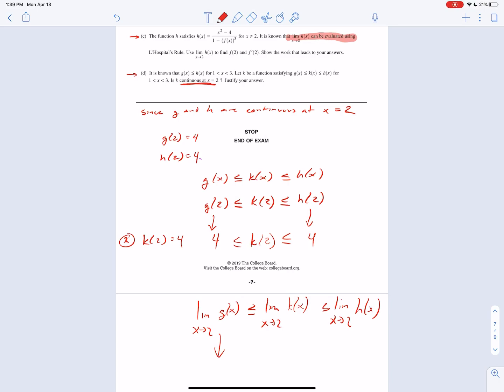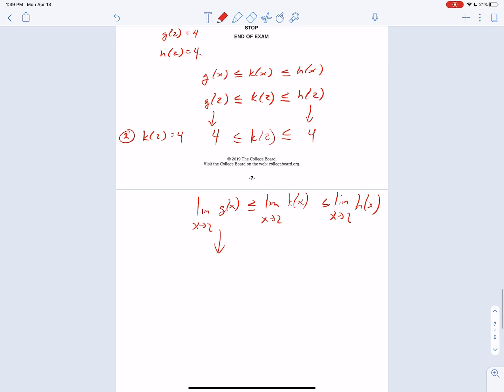So that's the same idea. Since g and h are continuous, we know that the limits will have to equal the defined functions for g and h. Okay? We don't necessarily know what the limit of k of x is yet, but if you notice, the limit of k of x as x approaches 2 got sandwiched in between two of the same values. So that leaves this no choice to say that the limit of k of x as x approaches 2 has to be 4 as well.